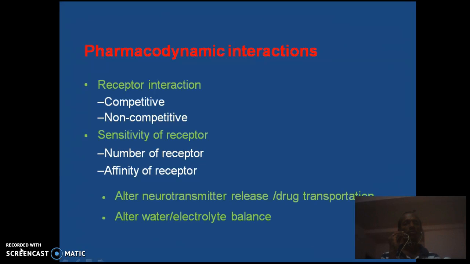So these pharmacodynamic interactions occur either due to the interaction of drugs at the receptor level, which includes competitive and non-competitive interactions, or by alteration in sensitivity of receptor, either by altering the number of receptors or affinity of receptors, or by alteration of neurotransmitter release, or by alteration of electrolyte water balance.